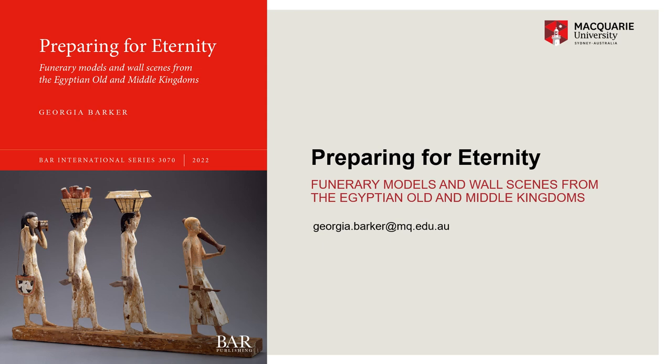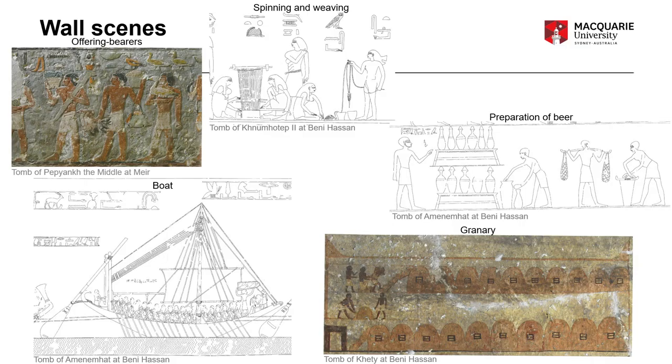To begin with, I'm just going to give you a brief overview of these two types of artwork, so everyone is on the same page as we get going. To begin with, wall scenes. Wall scenes comprise two-dimensional representations that were painted and or carved in relief on the walls of the tomb. This form of funerary artwork became established in the Third Dynasty and continued in a prevalent way throughout the Pharaonic period.